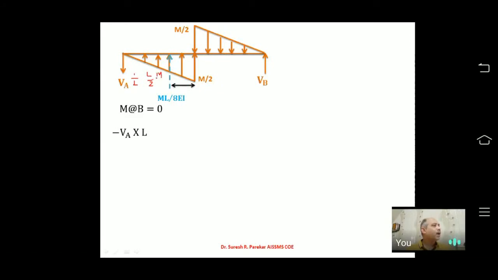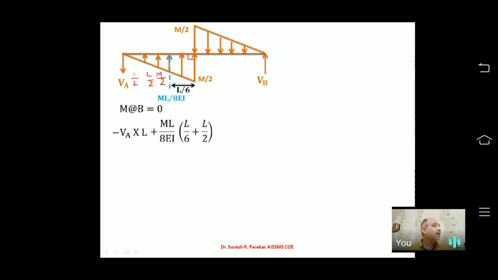So we have 1 by 2 into L by 2 into M by 2 gives me ML upon 8EI. Now where will it act? It will act at 1/3 of L by 2, that is L by 6, because this distance is L by 2, and we have 1/3 from the right angle, and then we have L by 6. So we have this moment. The first moment is anti-clockwise due to ML upon 8EI, so plus.